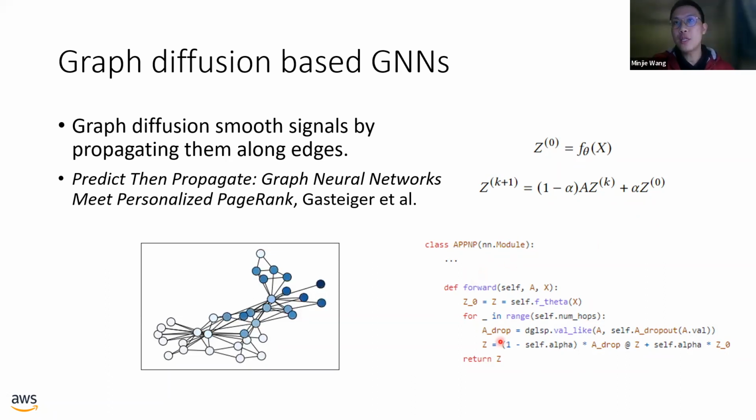So below you can see the code of how to implement APPNP using the new DGL Sparse API. You can see how it nicely corresponds with the mathematical equation. You first get the Z0, and then you have a number of hops, how many hops you want to propagate these signals. And then you use this linear algebra to implement the iterative process. So this is for graph diffusion.